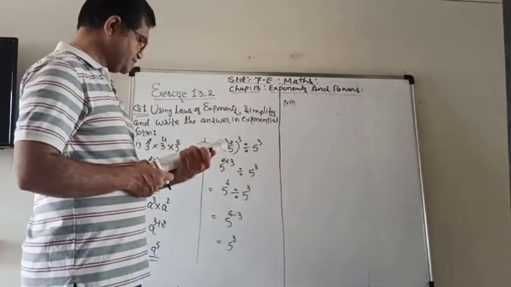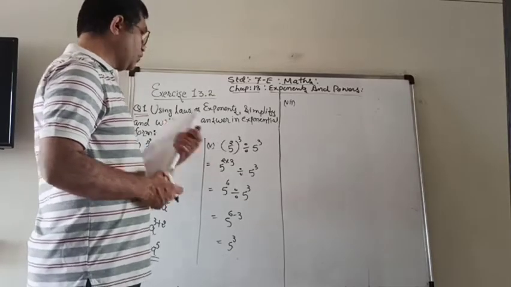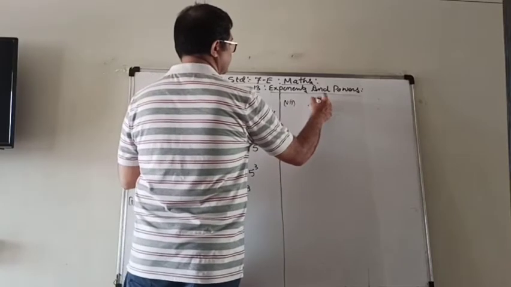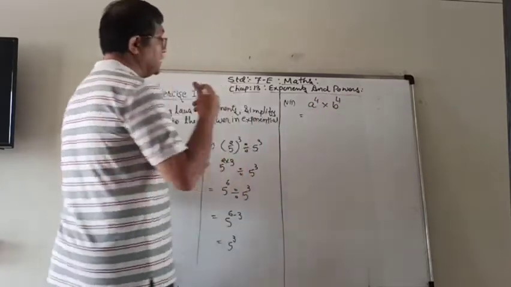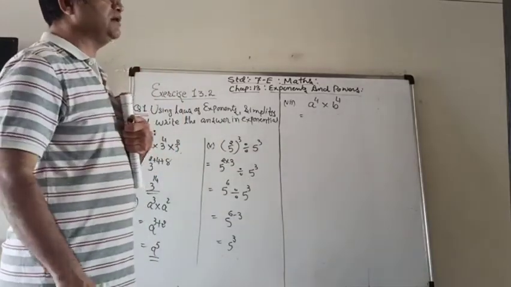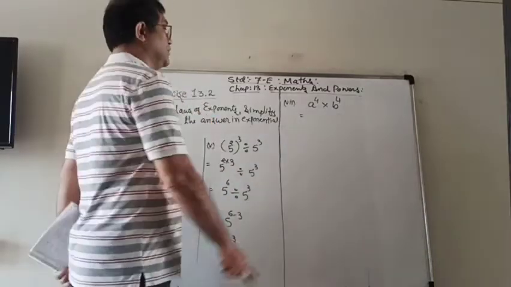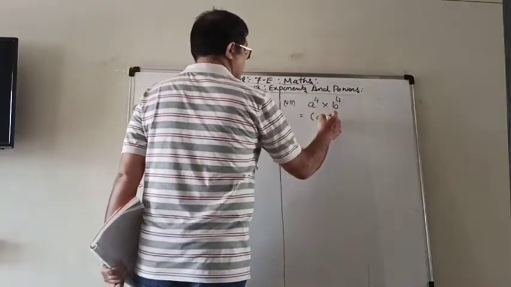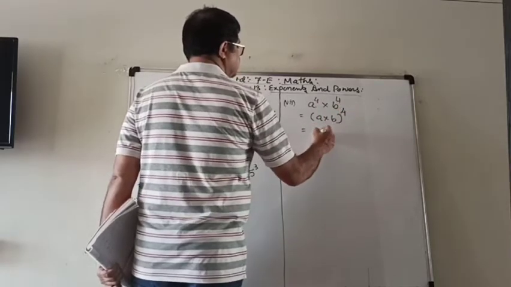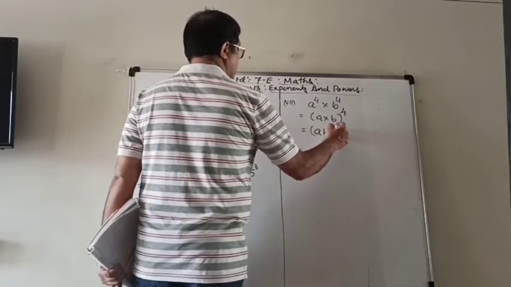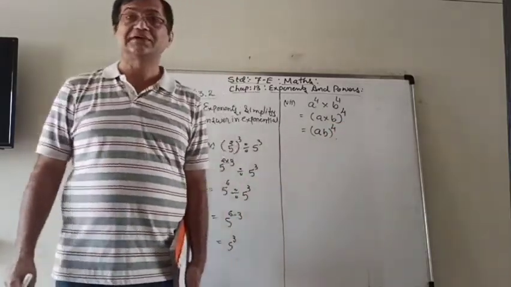Seventh one is very simple. A raised to 4 multiplied by b raised to 4. Here we have to be careful that bases are different but powers are equal. So when the powers are equal, we have to multiply the bases giving the same power. So we can write down AB whole bracket raised to 4.